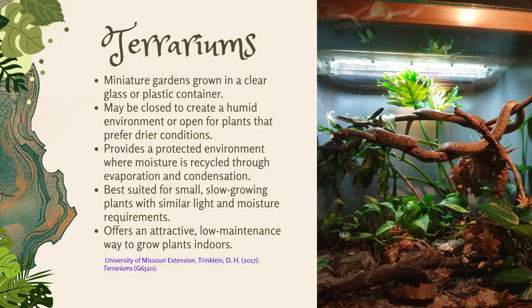Water evaporates from the soil and plants, then condenses on the inside of the glass, and then drips back into the growing media. This creates a miniature water cycle that allows terrariums to thrive with very little watering once established. Terrariums are ideal for small tropical plants because they provide the warm, humid environment those plants naturally like.